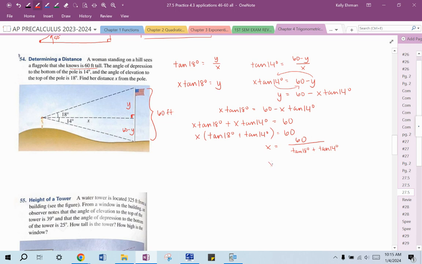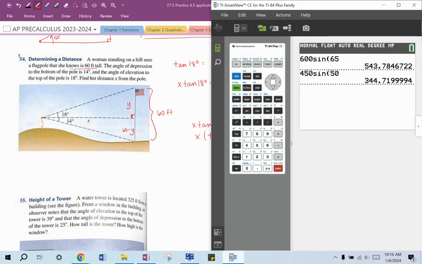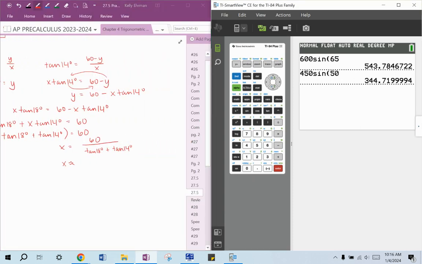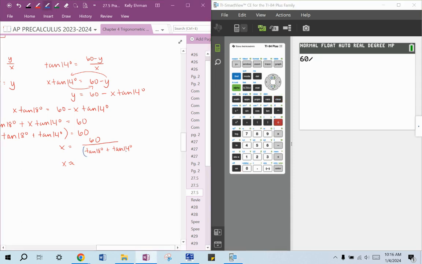We would like to approximate the answer for x. So you just have to be careful about typing this in. Let me split screen this. You don't need a million parentheses, but you do need some. So 60 divided by, I need to put parentheses around the denominator so that the calculator knows that this addition should happen first and then it should divide after that.